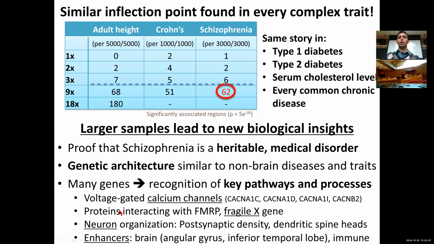Many genes also enable the recognition of key pathways and processes. So, for example, there's a lot of enrichment in calcium channels and fragile X and neurons and specific enhancers, which would not simply be possible to recognize using few loci, but becomes possible to recognize using many, many loci. Okay. Who's with me so far? Awesome.